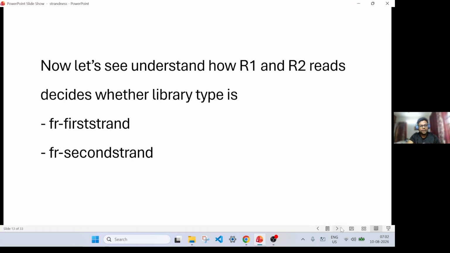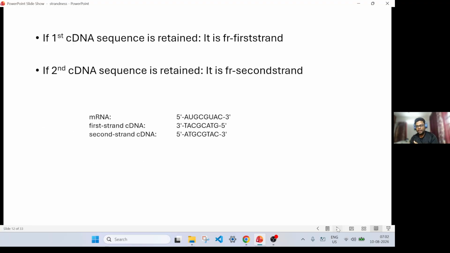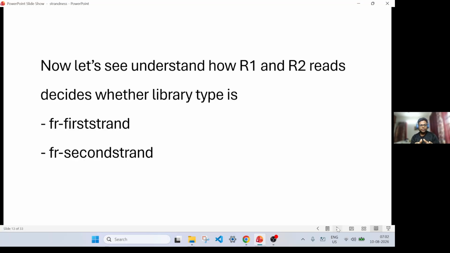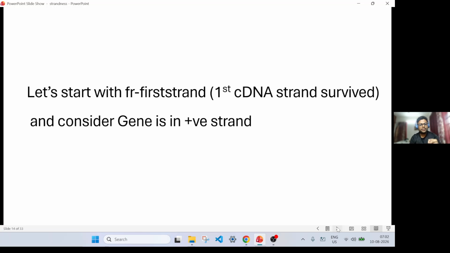Okay, so now let's see how. Your experiment is done, and you have decided which protocol to go with, first or second. Now you did the sequencing and you got R1 and R2, the reads. From R1 and R2, how will we decide whether the library type is first or second? Let's see that. We'll first focus on the first strand protocol, which is where we are retaining the first strand.